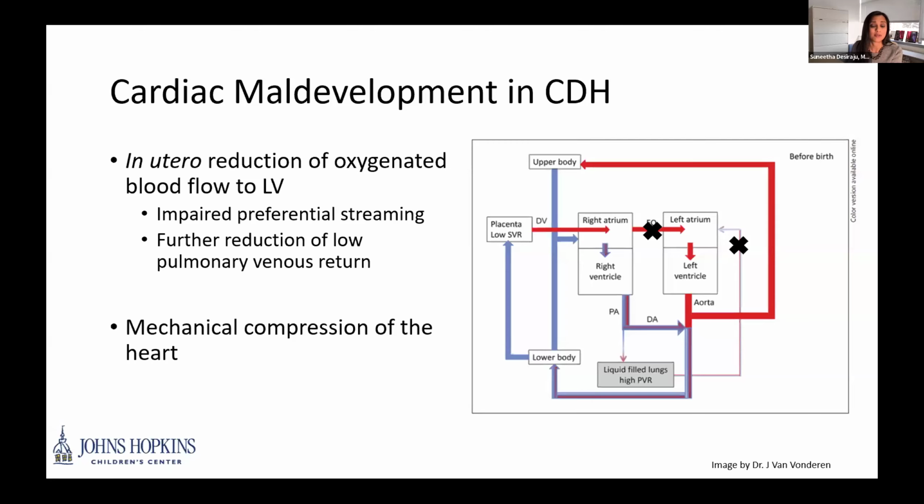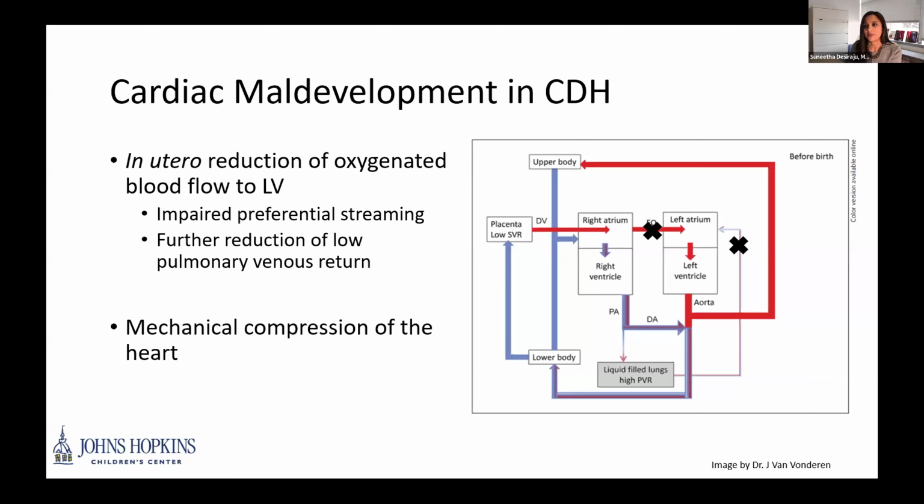Perhaps only 10% of cardiac output from the right ventricle goes towards the lungs in the first place. So to cut that in half or more is impactful. Putting those two facts together, we see that we have an overall reduction of oxygenated blood flow to the left ventricle in utero. The other factor is that we have mechanical compression of the heart. And so it's just not possible for the heart to develop exactly the same way as it would in a structurally normal child.